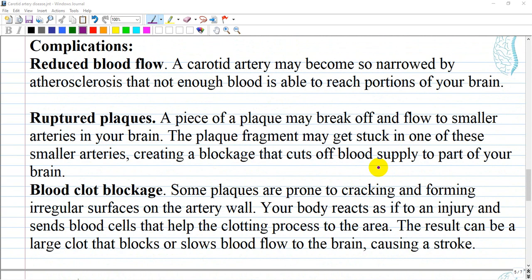Complications: carotid artery disease causes about 10 to 20% of strokes. A stroke is a medical emergency that can leave you with permanent brain damage and muscle weakness. In severe cases, a stroke can be fatal.